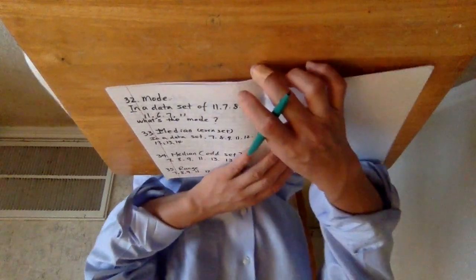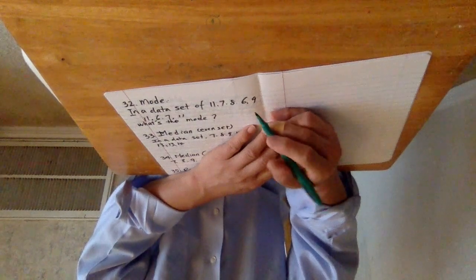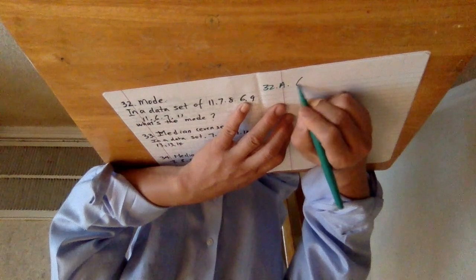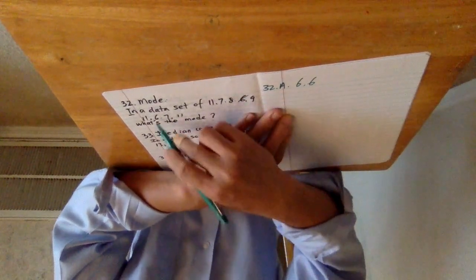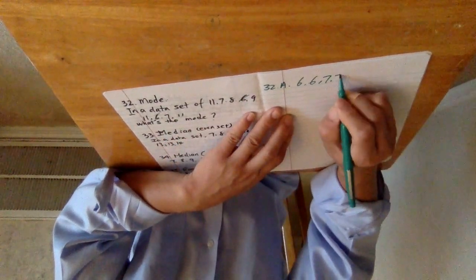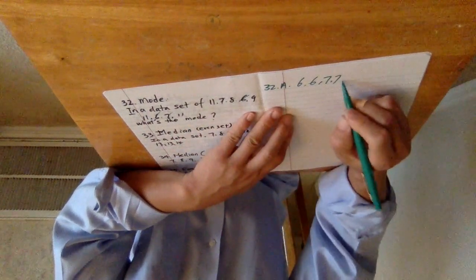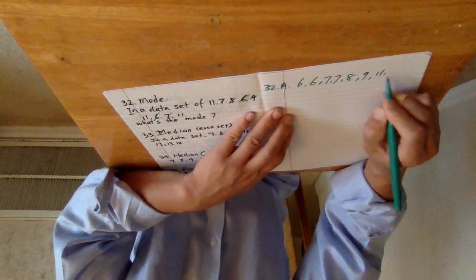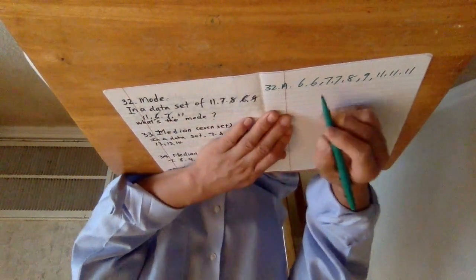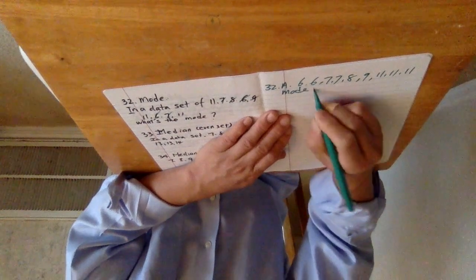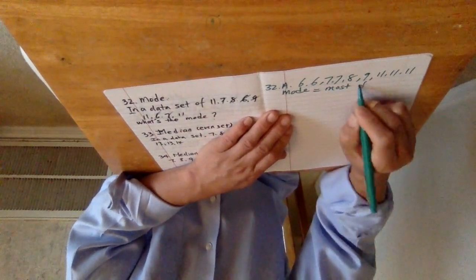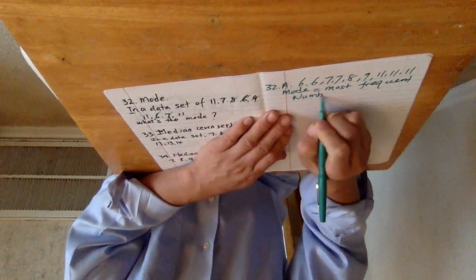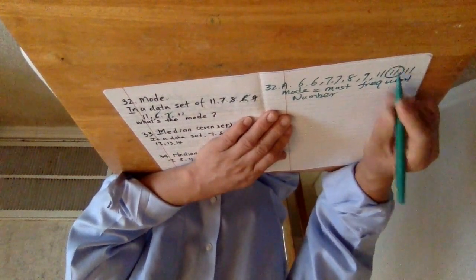Number 32, in a data set, looking for the mode, we're going to line them up. First, you always line the data up, will be 6, 6, we have 7, 7, we have 8, and 9, we have 11, 11, and 11. Since mode is the most frequent number, in this case, the 11 is the mode.